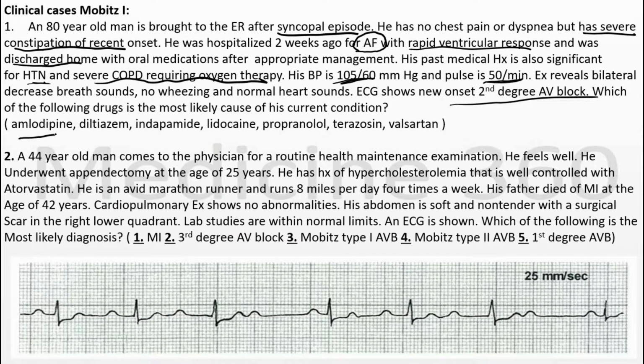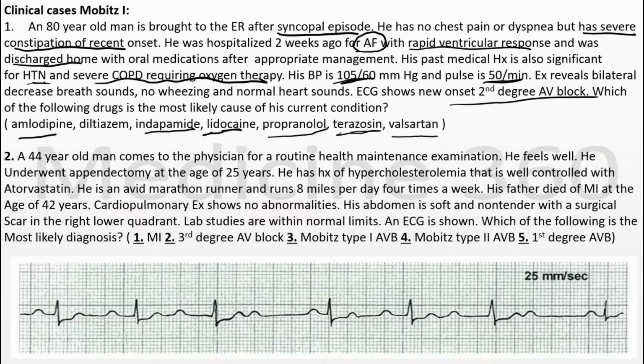Amiodarone cannot lead to the second degree heart block. Then there is indapamide, which is a thiazide diuretic. It has no effect on the heart. Then lidocaine is a sodium channel blocker. It does not affect the AV node. Then there is prazosin, which is an alpha 1 blocker, and it has no effect on the heart. Valsartan, which is an angiotensin receptor blocker, has no effect on the heart.